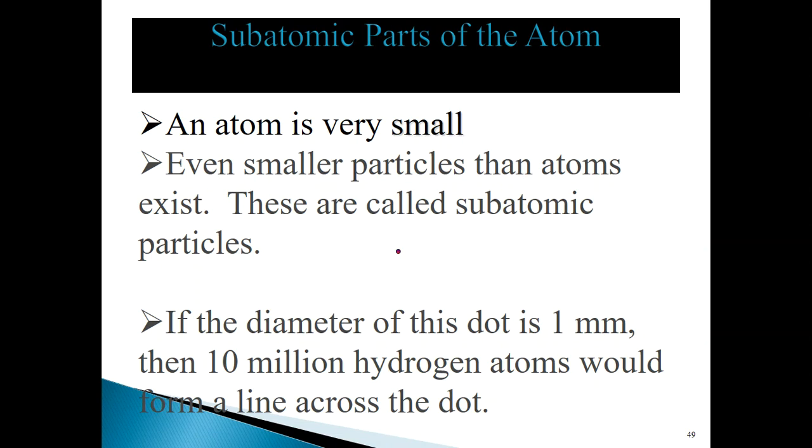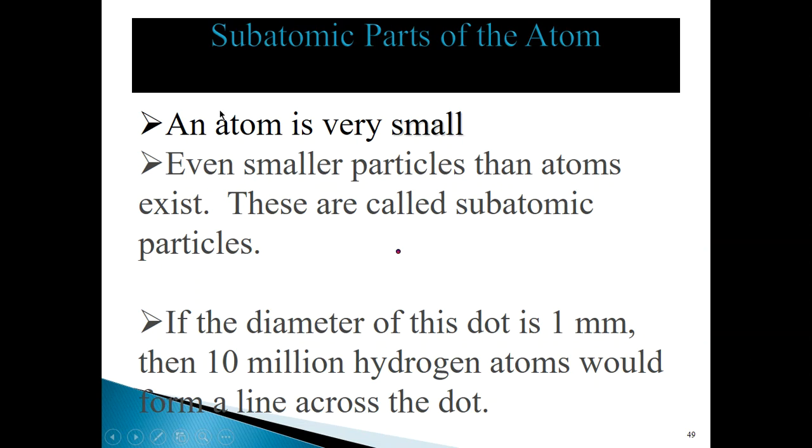And just to give you an idea as to how small this particle is, if you take this dot that you see on your screen, right? Let's say that that dot has a diameter of 1 millimeter. Then it would take 10 million hydrogen atoms to form a line across that dot. So that gives you an idea as to how small the hydrogen atom is, all right?